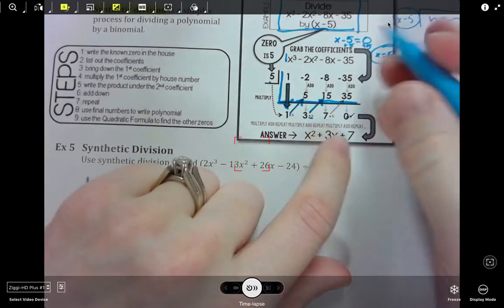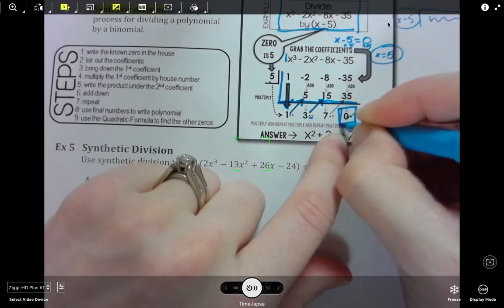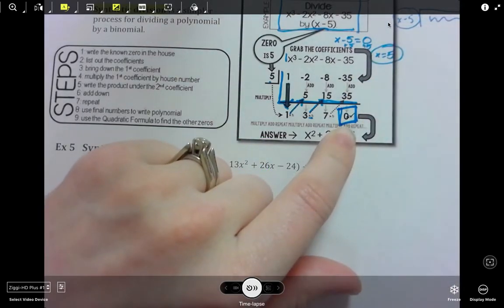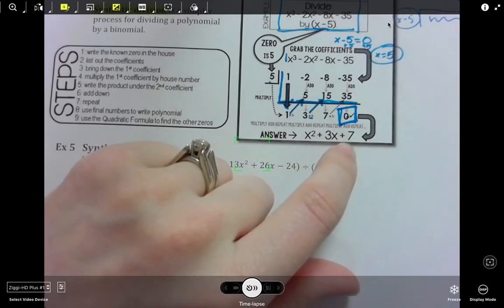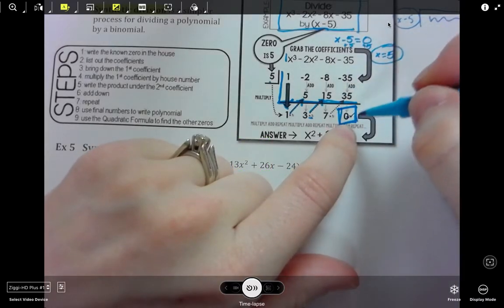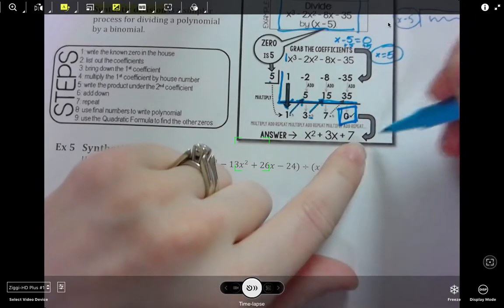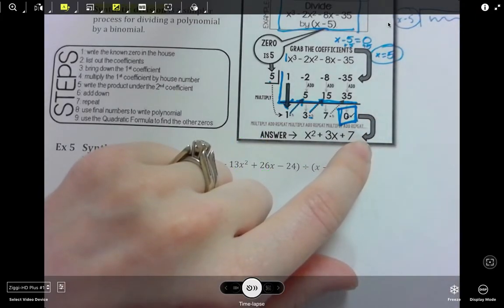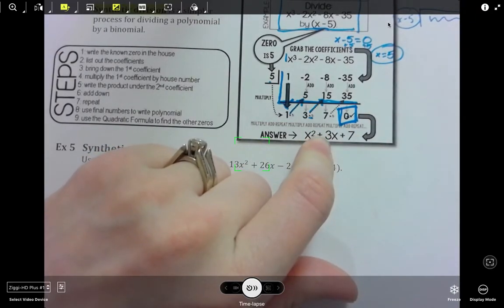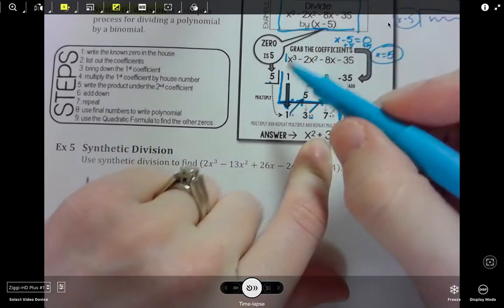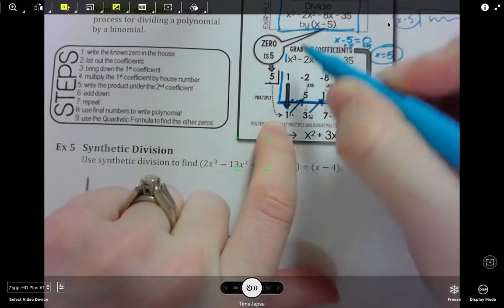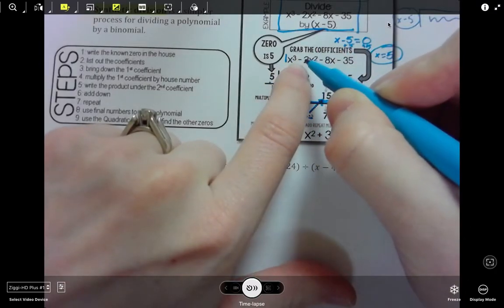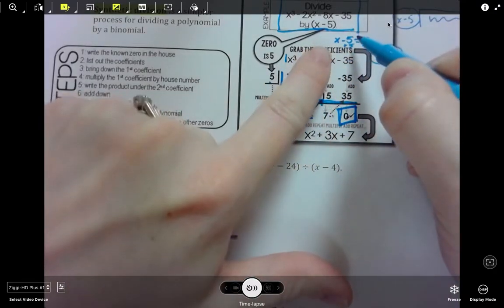So what I always do is take that 0, or that last number, and put it in a box, because that's your remainder, which means that you don't have a remainder. That means we don't have any funky business going on at the end of this equation here, okay. So we were originally dividing x cubed and so on by an x minus 5, okay.